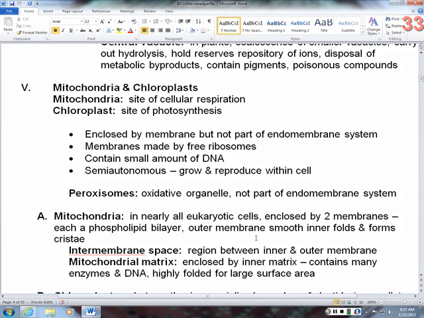So your mitochondria, to me, for some reason, when I look at these, I think sausage with mustard.